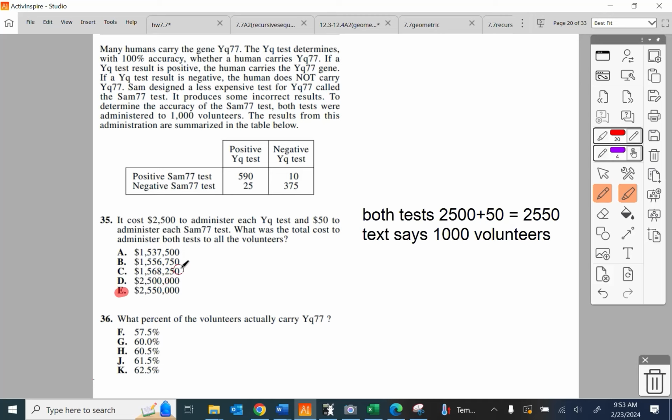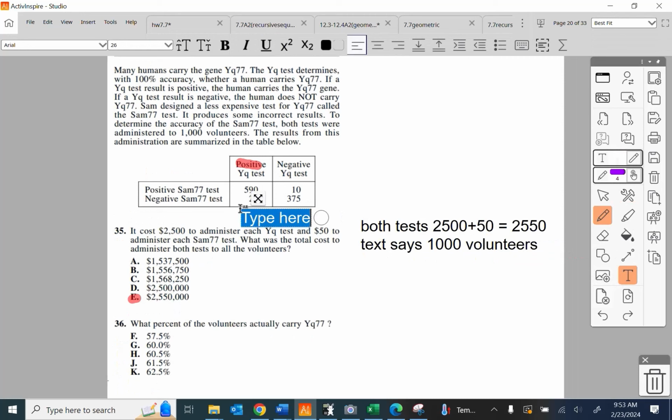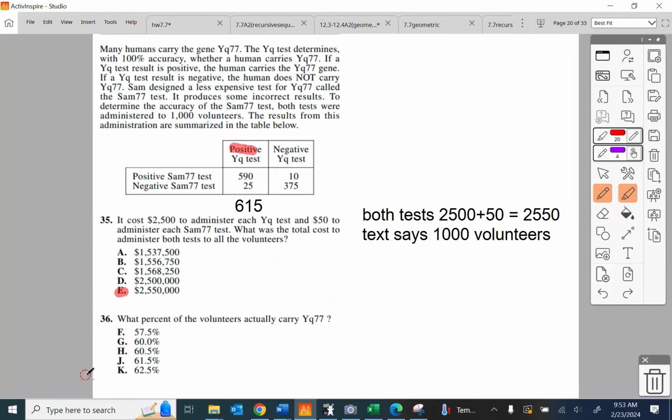What percent of the volunteers actually carry YQ77? All right, well, that's going to be where we take this positive row of the table and add it together. 590 and 25, if you sum them, is 615. So I see 615 out of 1,000 right there, 61.5%.